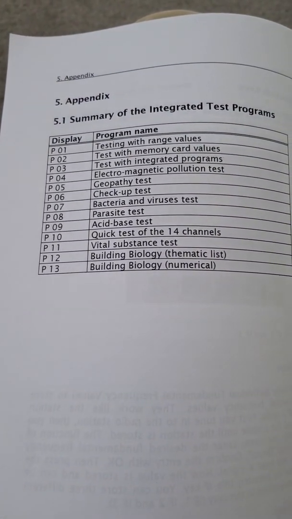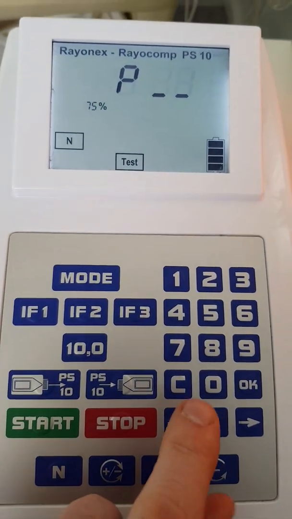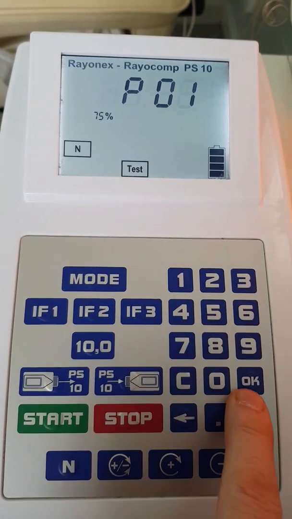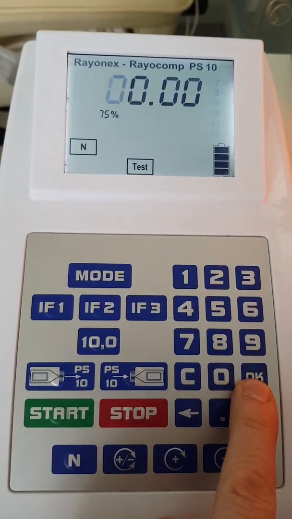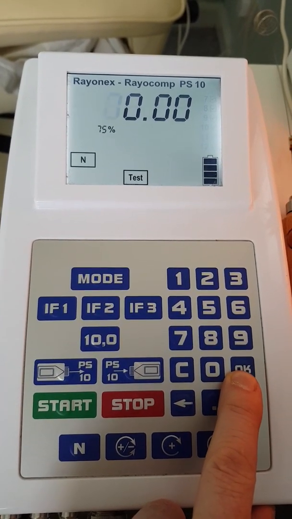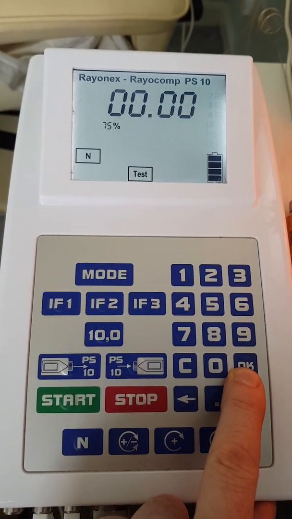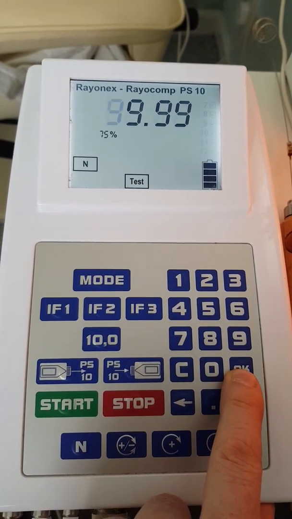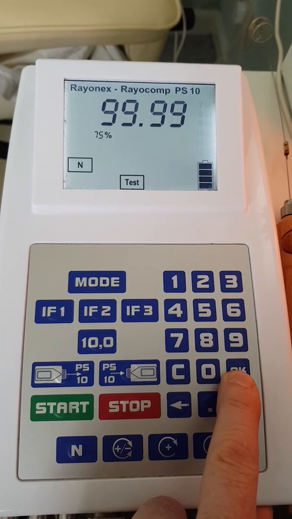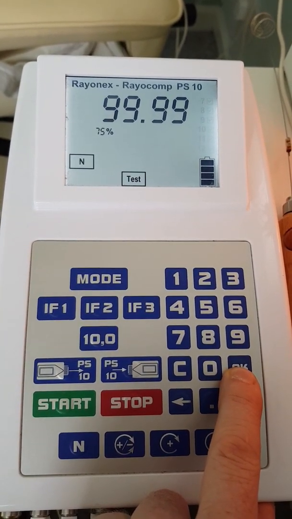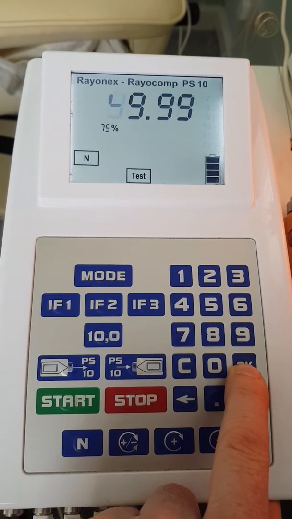Testing with range values P01. So the P already exists. 0, 1. Okay. Now it's asking us, what frequency number do you wish to start the test with? Well, of course, the most obvious is all zeros. Okay. Where do you want the test to finish? 99.99. So the whole spectrum of 1 to 100 is tested.